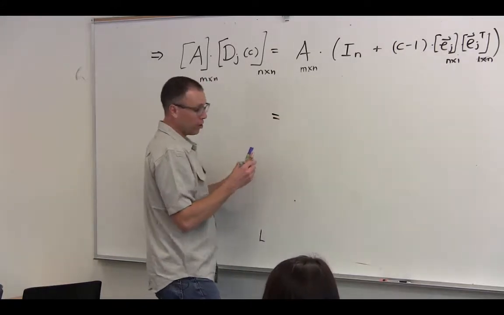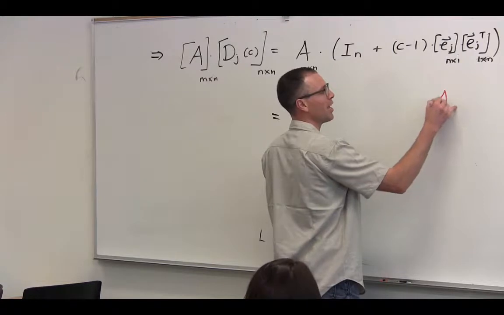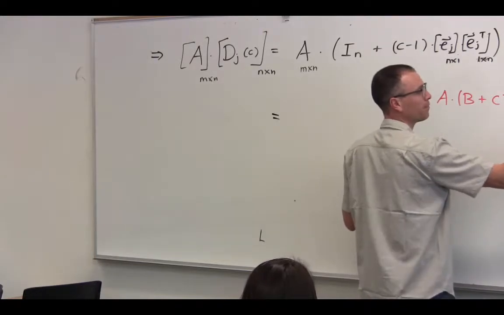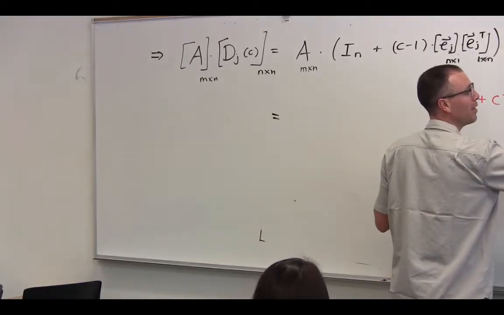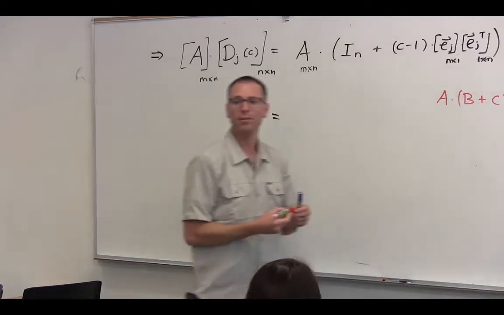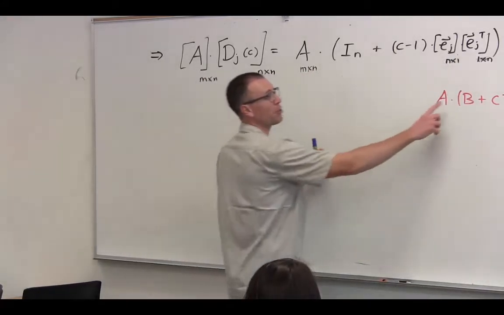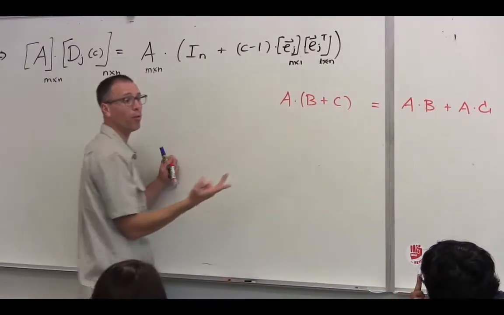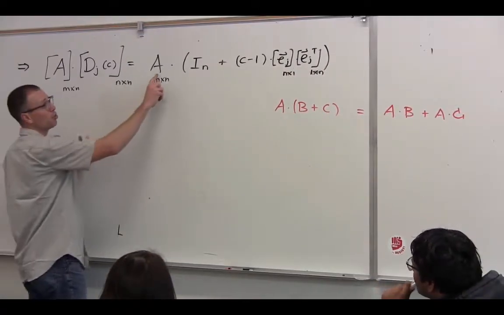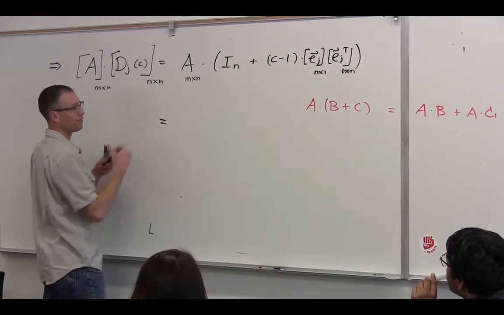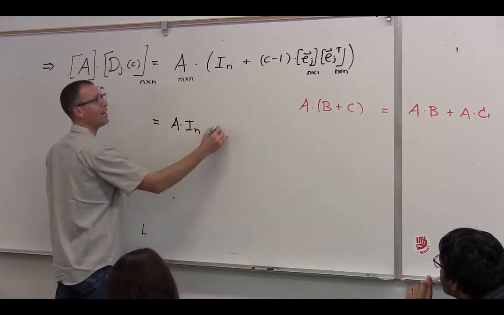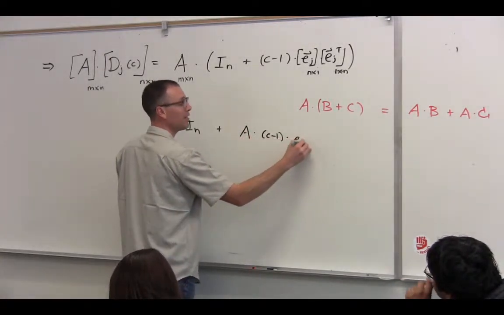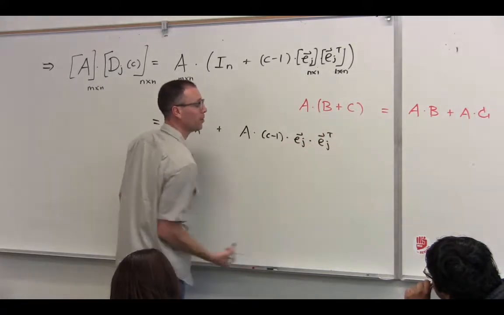Okay. We are going to learn a theorem today that says that if I take a matrix A and I multiply B plus C, can anybody guess what this theorem is going to say? A times B plus A times C. Can you guess what we call that theorem? Distributivity of matrix multiplication over matrix addition, right? Assuming that these are all conformable, right? If that theorem is true, what am I going to do with this multiplication? A times I_n plus A times (c minus 1) times e_j times e_j transpose.